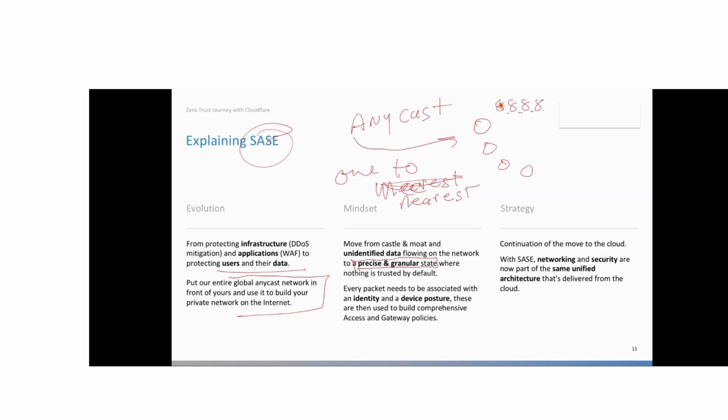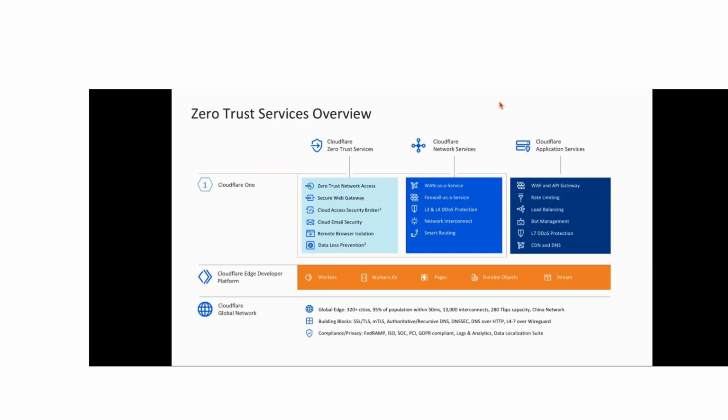So we don't have to start from scratch, but each one of those vendors is going to give us a granular state where nothing is trusted by default. So every packet needs to be associated with an identity and a device posture. These are then used to build comprehensive access and gateway policies that are dynamic. So the strategy is continuation of the move to the cloud. We know that's going to happen. And with SASE, networking and security are now part of the same unified architecture as we already mentioned.